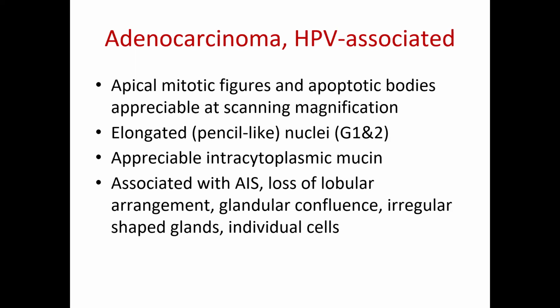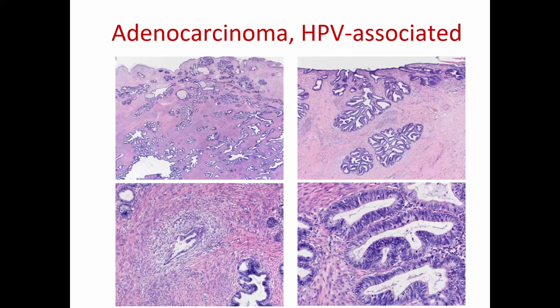And you will see associated AIS on the side, or maybe even H-cell lesions, but you can see how the tumor lost its lobular arrangement, and you have glandular confluence like cribriforming with irregular shapes and even some individual cells invading into the stroma. So let us look at some of these examples. This is very low power. What would you call this lesion on the upper left panel? Abnormal glands, yes, they lost their lobular arrangement. And I think even from this power, you can call it adenocarcinoma.